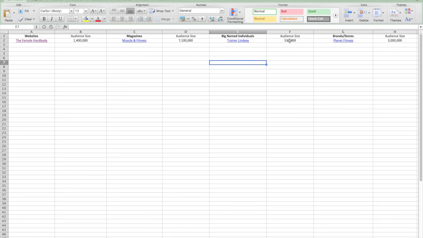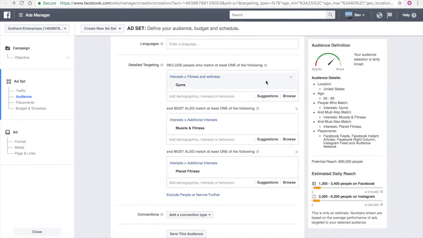But when it gets smaller, and I'm a little bit surprised that this one we couldn't find, because it is in the millions. But Trainer Lindsay, it makes sense. That's why I was a little reluctant to put Trainer Lindsay on here, because of the small size and the engagement. But for the sake of the case study, I just wanted you to see this process. I could have gone beforehand and picked all these winners, but I'm doing this live to show you the real process that I go through. So we have Planet Fitness, Muscle and Fitness, and gyms.